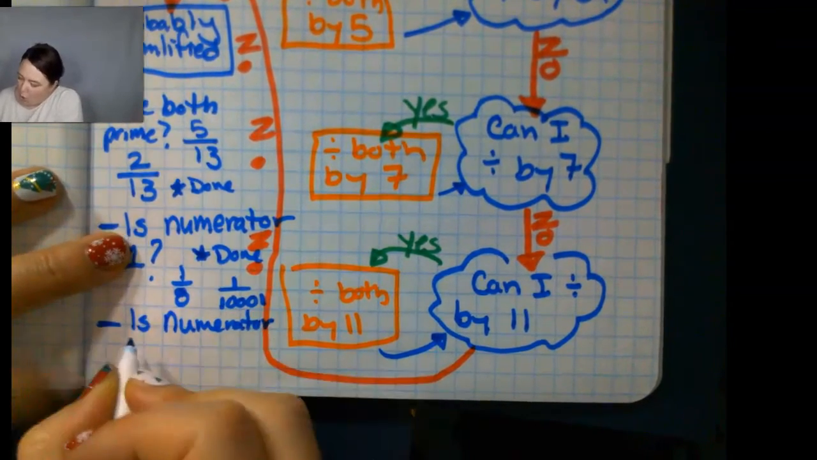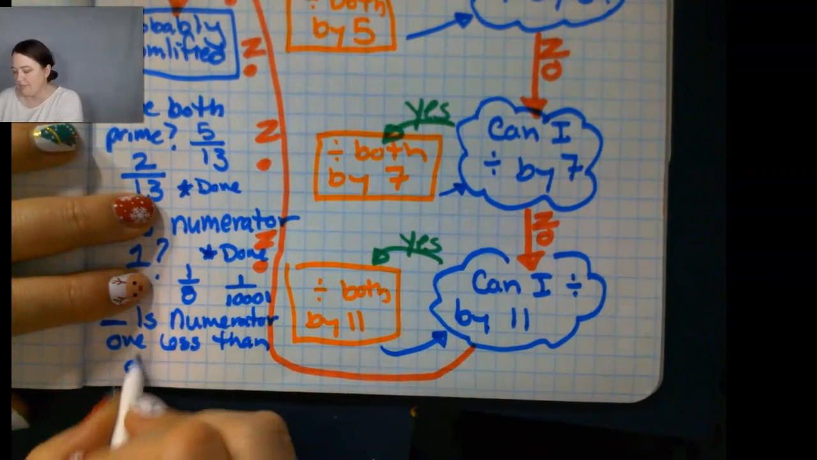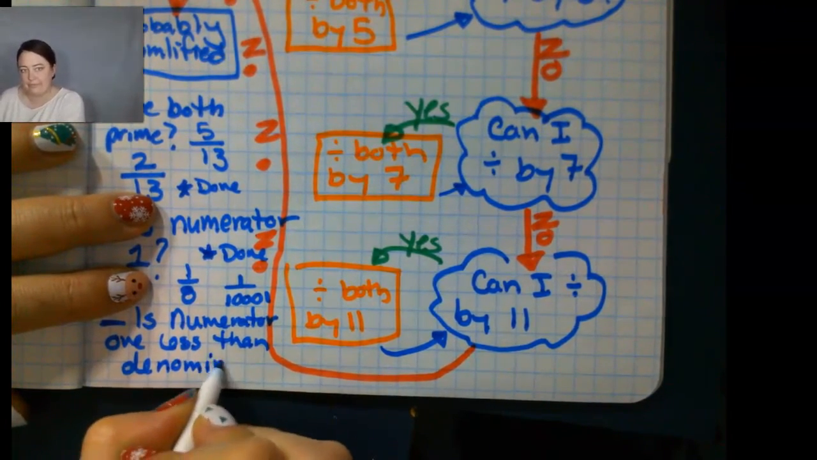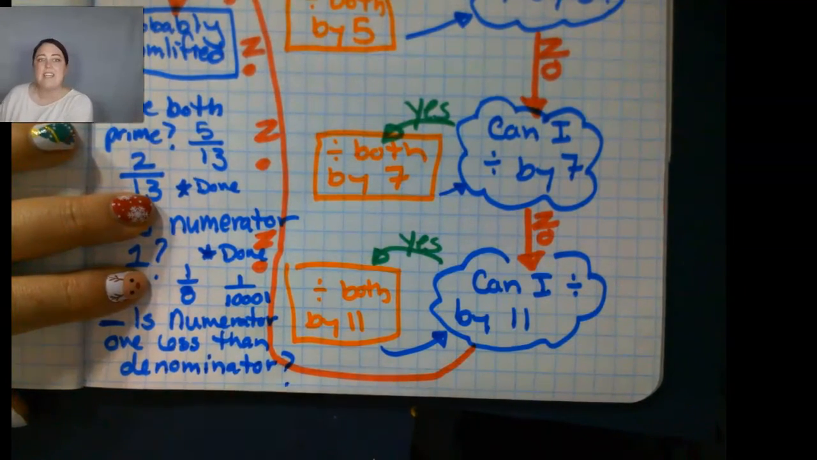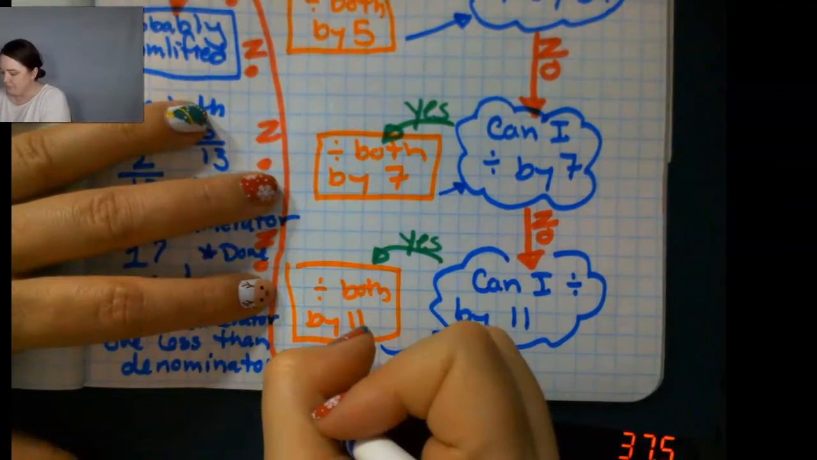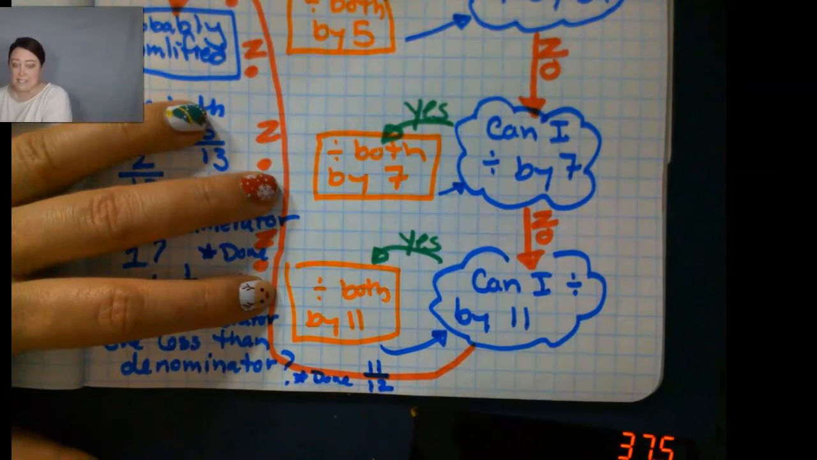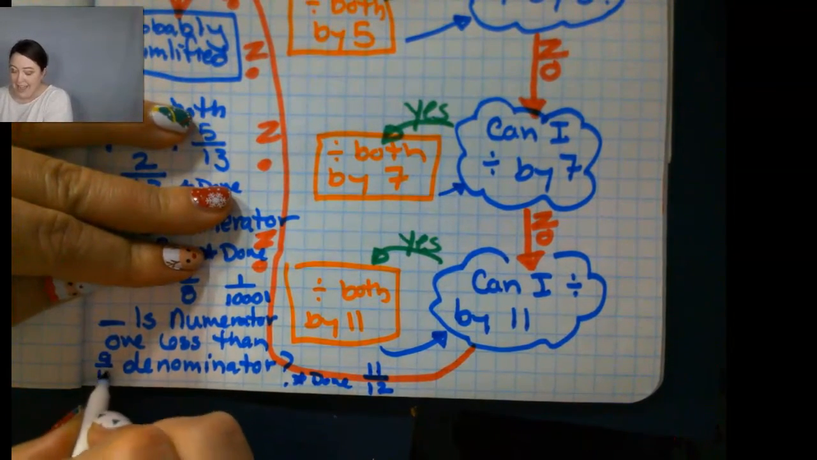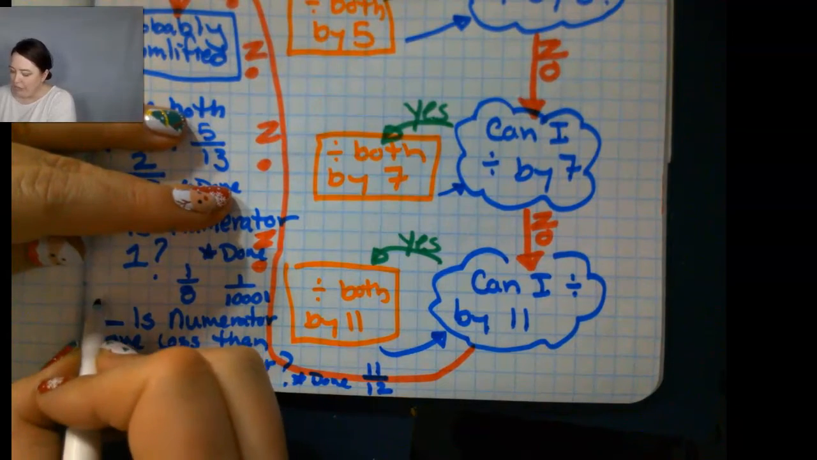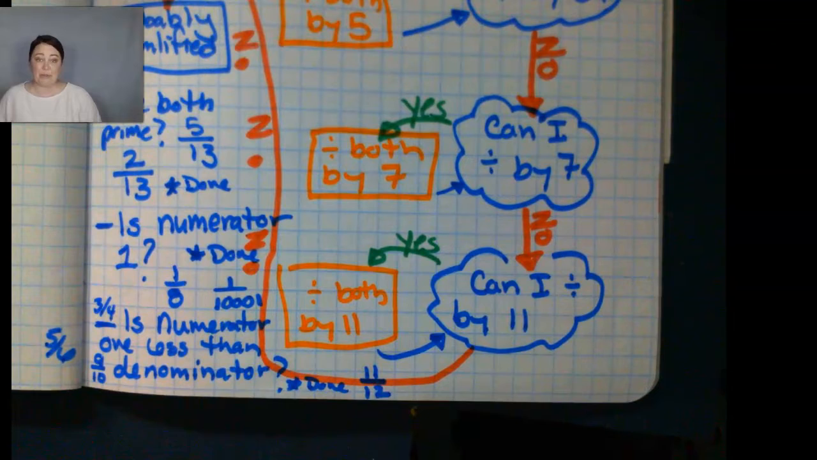Okay. The final question is: is the numerator 1 less than the denominator? If the numerator is 1 less than the denominator, it is simplified. So 11/12 is simplified. 9/10 is simplified. 3/4, 5/6. All of those are simplified. If the numerator is 1 less than the denominator, that's as simplified as it can get.